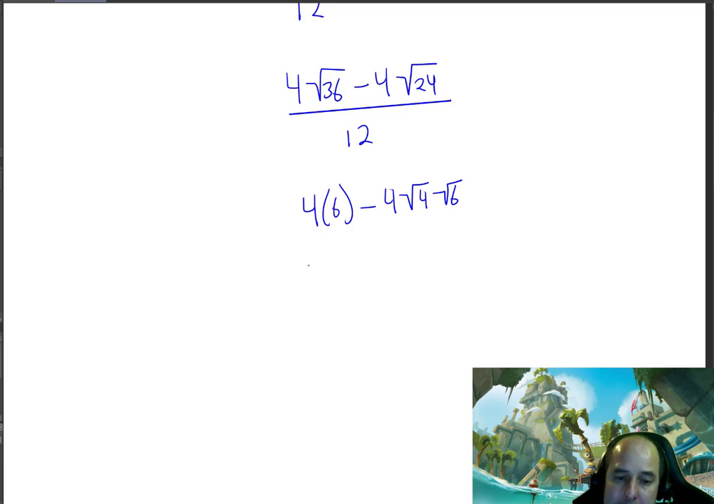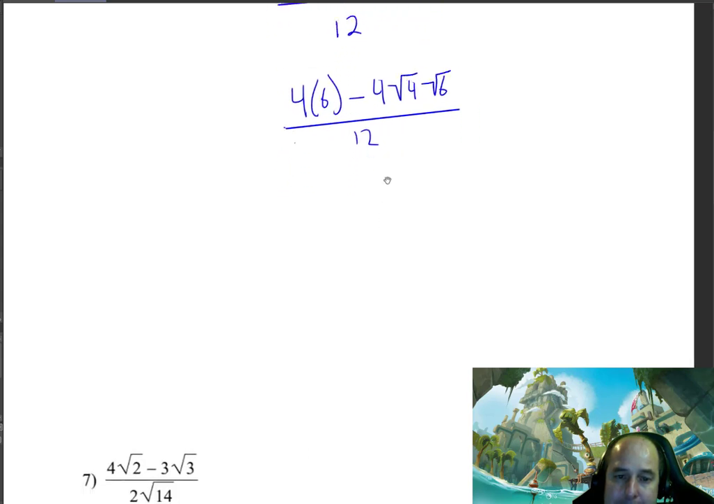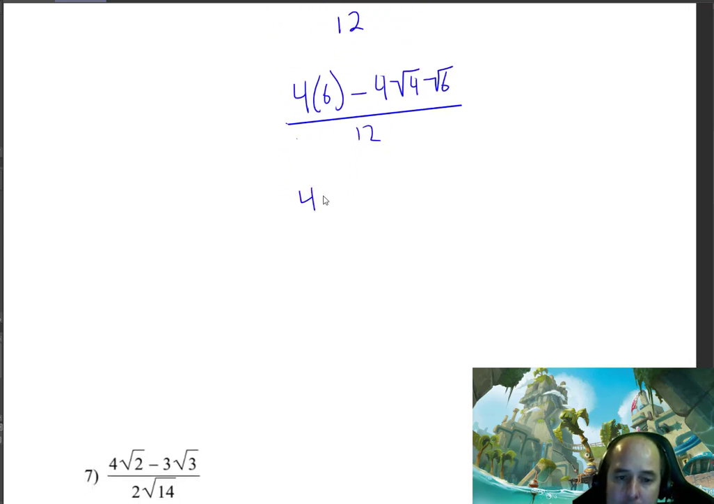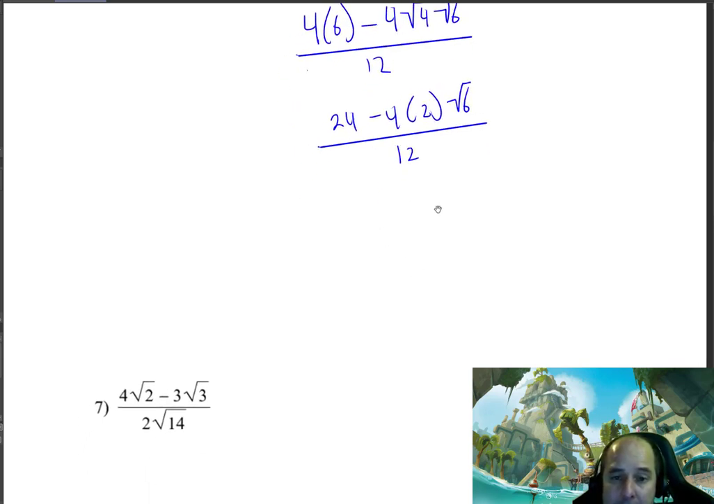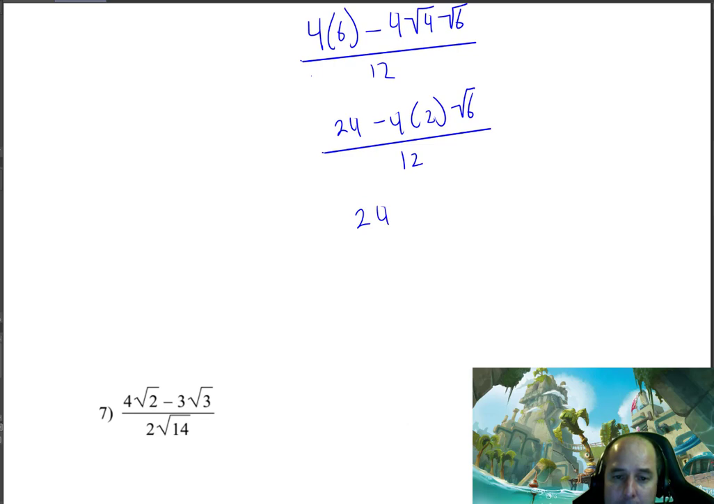So now that I have that, this becomes, I'll put this over 12, right? And then I don't want to skip any steps here, you know? So I now have 4 times 6, which is 24, minus 4 times 2, because the square root of 4 is 2, right? Square root of 6. And then I'm going to put that over 12. All right, which gives me, finally, 24 minus 8 square roots of 6 over 12.